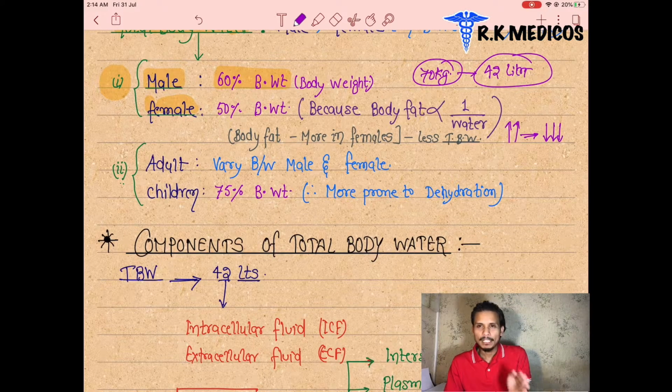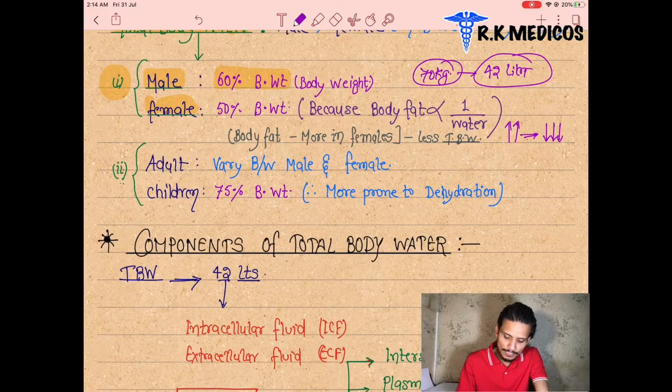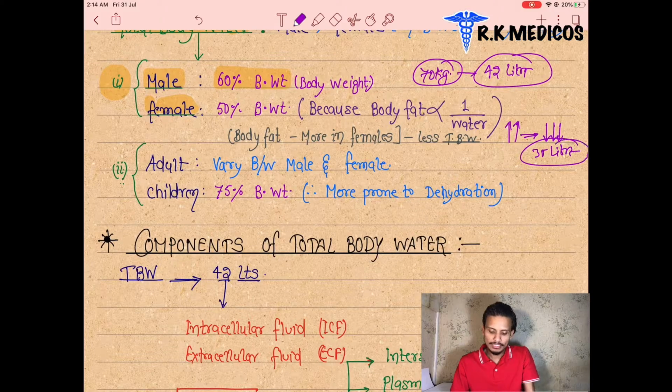Now you can say in a male person, 60% of the total body weight is water, and in a female person, 50% of the total body weight is water. It's the same, 50% means that is 35 liters. It happens on the gender basis. So these are the questions, and it's more important: why do females have less total body water? That is due to the larger amount of fat in the female body.